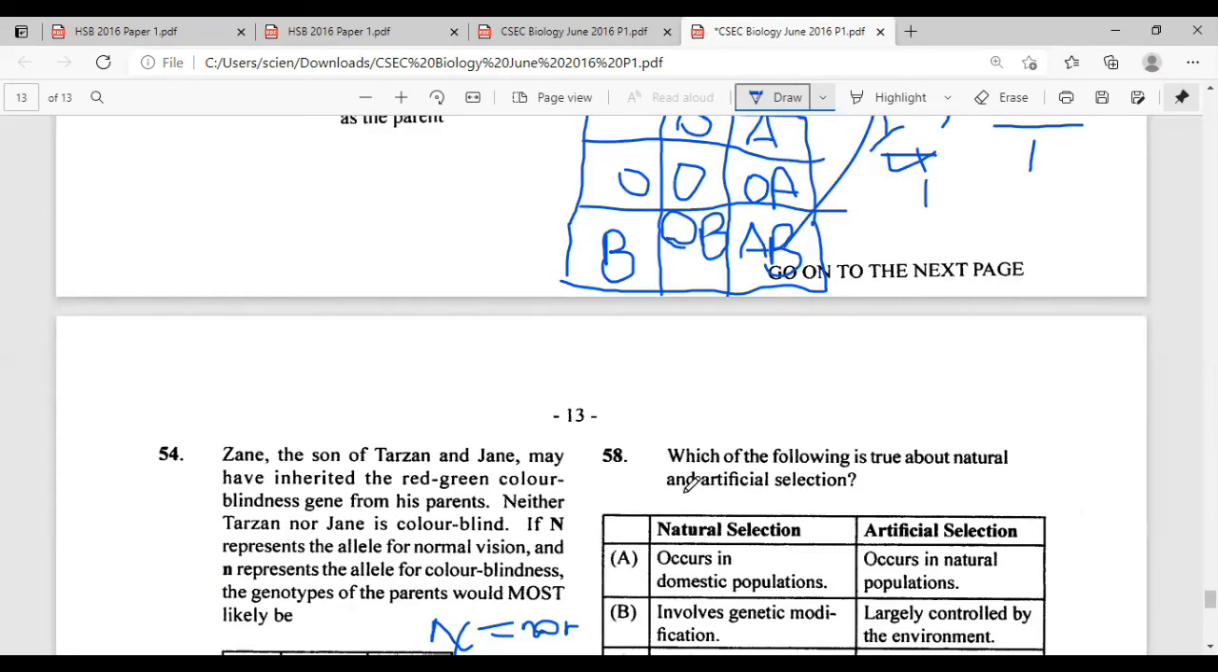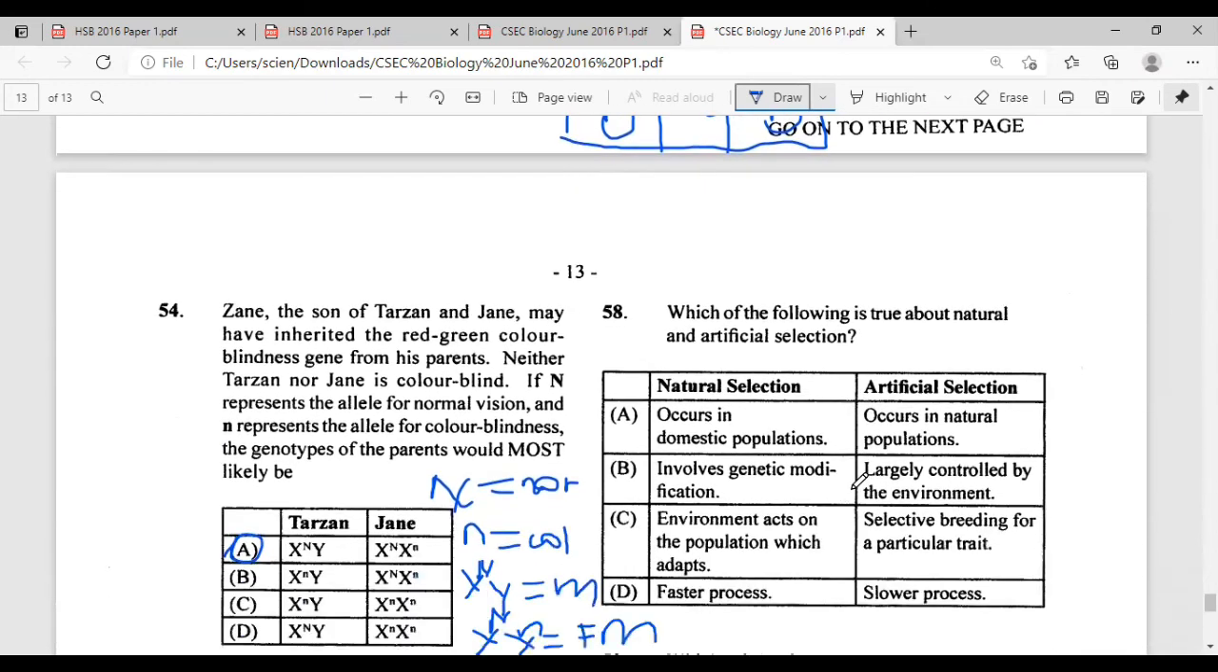Which of the following is true about natural and artificial selection? So we're looking for what is true about both. So A, occurs in domestic population, occurs in natural population. Then B, involves genetic modification, largely controlled by the environment. Then C, environment acts on the population which adapts. Then D, selective breeding for a particular trait. And then, faster process and then slower process. So we're trying to find which one is true about them.